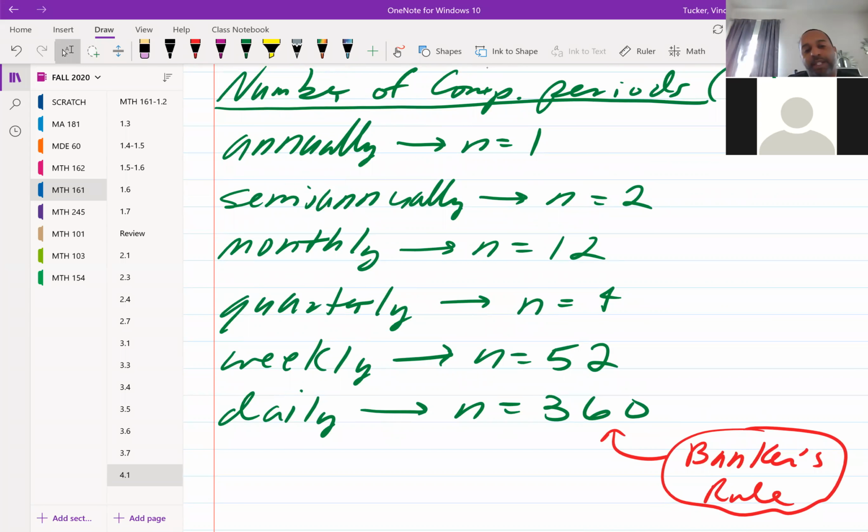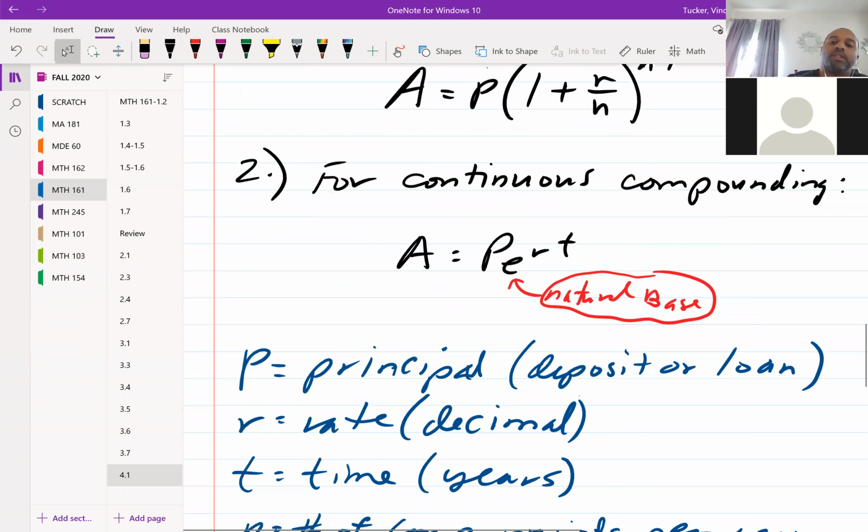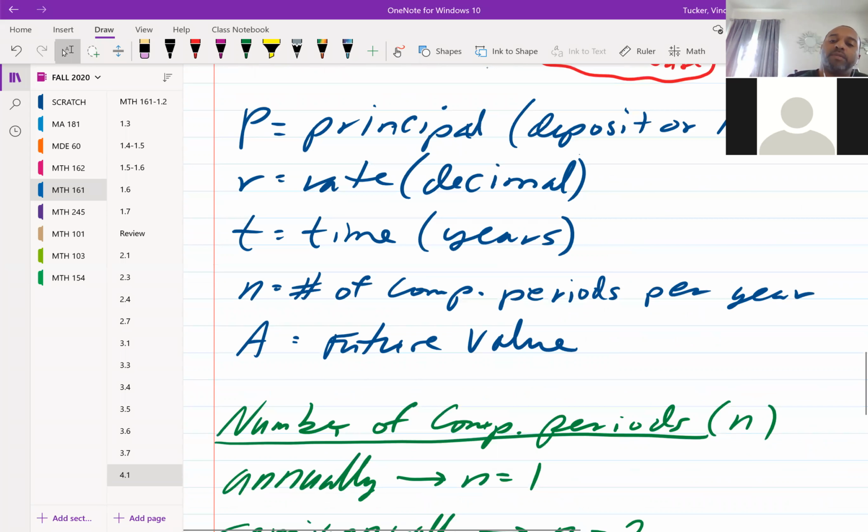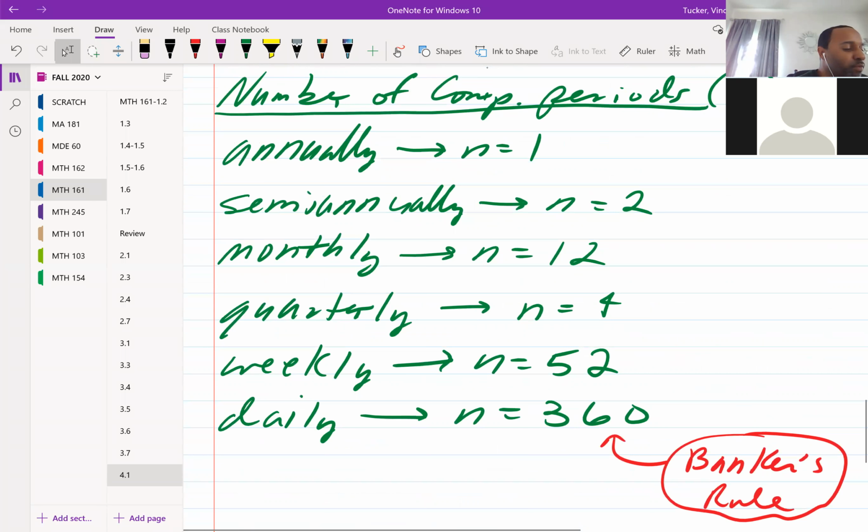And being compounded daily is different than being compounded continuously. So notice for continuous compounding, you use a whole different formula than you do for actually having compounding periods. So it's two different formulas.